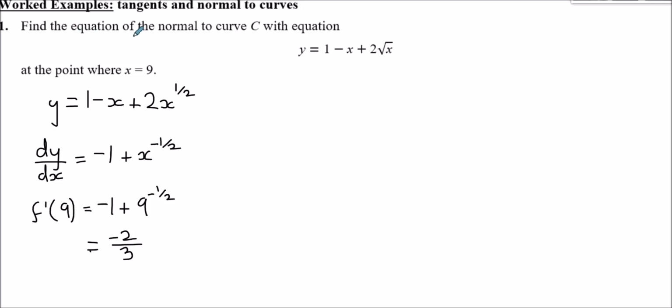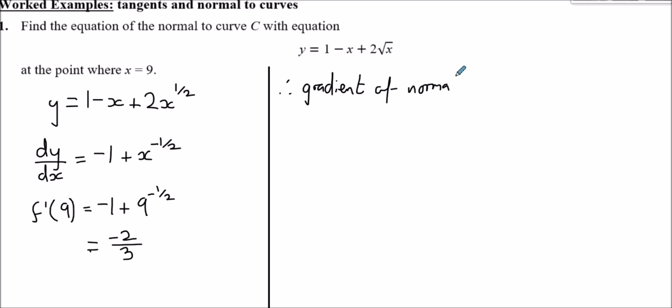However, we want the equation of the normal. So therefore, the gradient of the normal when x is equal to 9 will be the negative reciprocal of the tangent. So it'll be minus 1 over this, so it's going to be minus 1 over minus 2/3. So it's going to be 3 over 2.